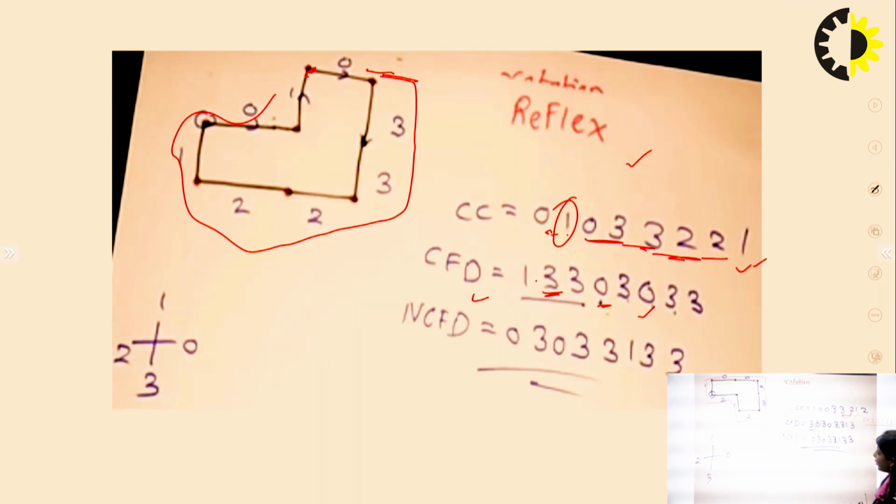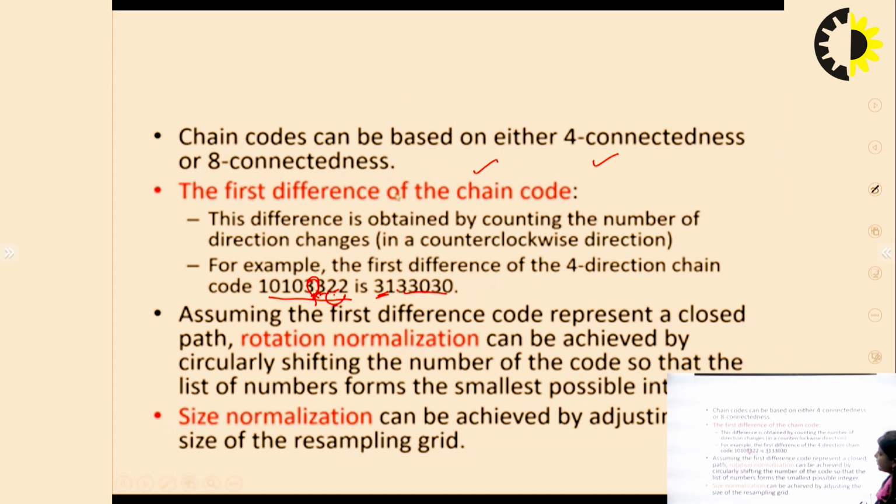Actually, these are the steps. How can we calculate the first difference? These are the steps. So difference is obtained by counting the number of the direction changes in a counterclockwise direction. So firstly we have to calculate the counterclockwise direction, and for example, the first difference of 4 direction chain code of this is this. So assuming the first difference code represented a closed path, rotation normalize can be achieved by circularly shifting the number of the code so that the list of number forms the smallest possible integer.